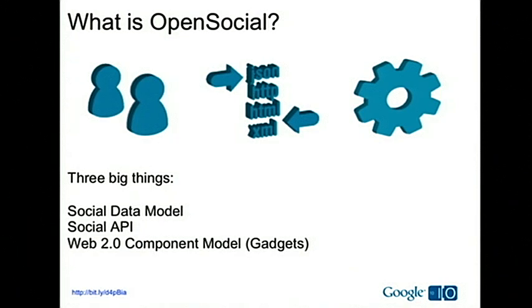So what is OpenSocial? When we think about it, it really breaks down into three big things. The first big thing is it's a social graph, social API. So it has a data model for profiles and people, but it also has a Web 2.0 component model. It allows you to take these components and move them around inside of applications, so you can do some very rich application embedding, and that's the gadget part of it.